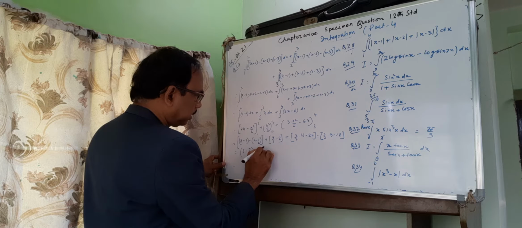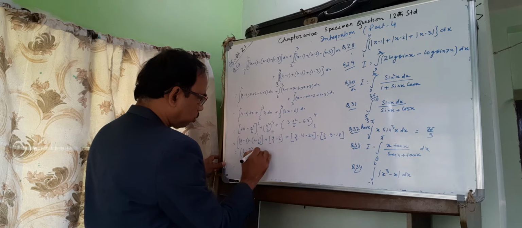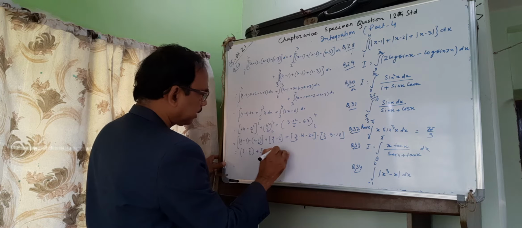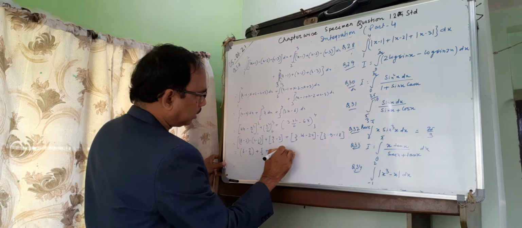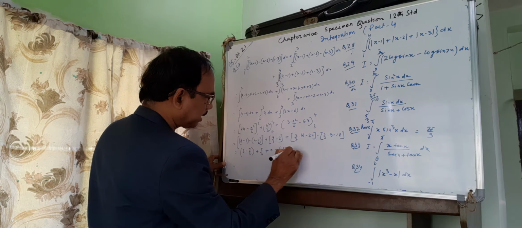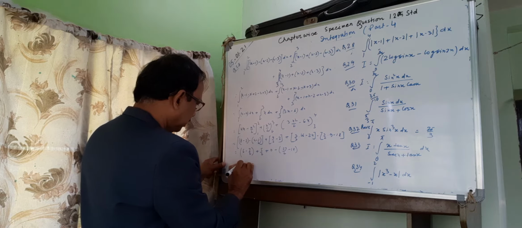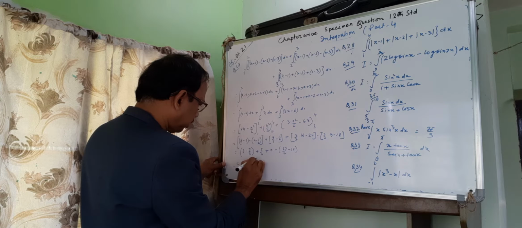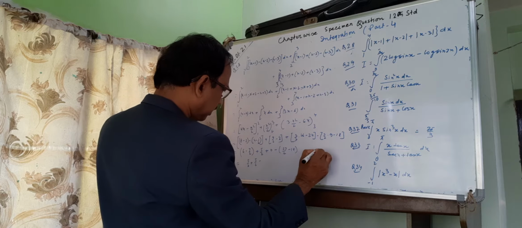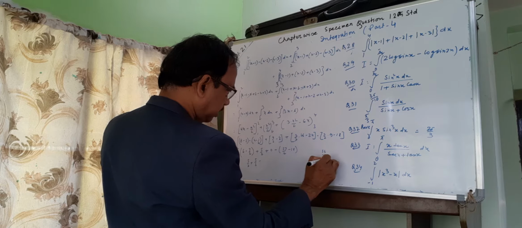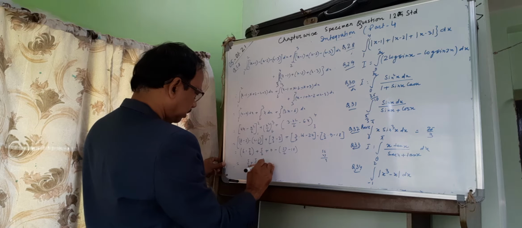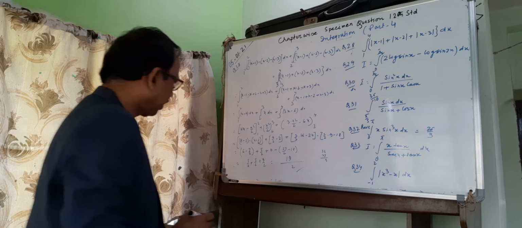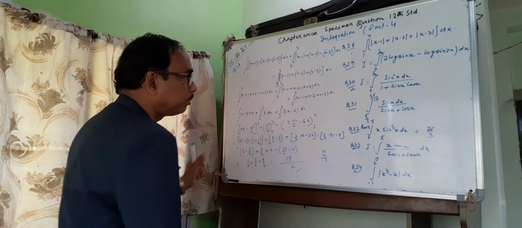Plus, here is 9 minus 4 by 2, that is 5 by 2, plus this is 0 minus 27 by 2 minus 18, that is 5 by 2 plus 5 by 2 minus 36 minus 27, that is 9 by 2, plus 9 by 2. 2 is the LCM, that is 19 by 2, your final answer. That is the value of the integration.